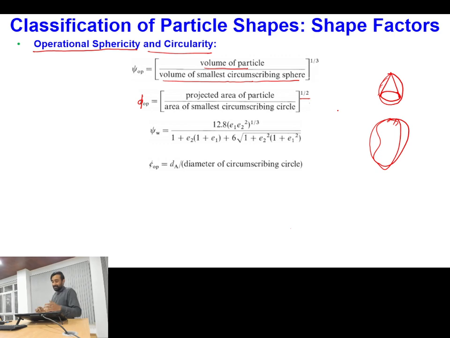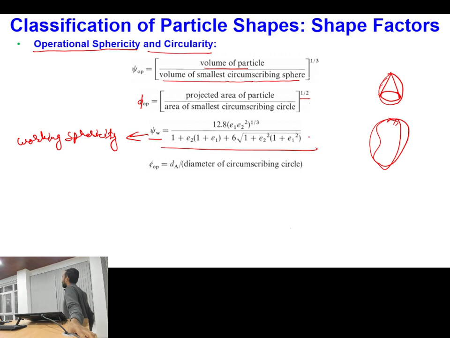Then people have tried different theoretical analyses and experimental evidence, and they found these are not very good estimates. So after going through a lot of data, people have come up with slightly more modified formulations. One of the modified formulations is psi w, which is given the name working sphericity, meaning it matches well with the experimental data. That is 12.8 into E1 E2 square cube. This is a long formula. E1 and E2, what are these? We have already seen them.